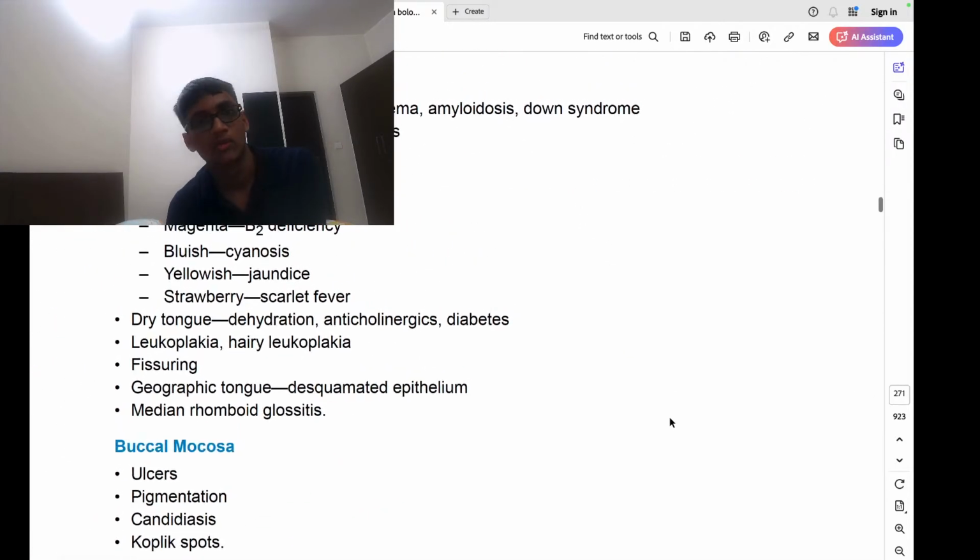Tongue, you can have macroglossia: acromegaly, myxedema, amyloidosis, Down syndrome. Coated tongue is typhoid, candidiasis. Color of tongue, if it is pale, it is anemia. If it is beefy red, it is B12 deficiency. Magenta is B2 deficiency. Bluish is cyanosis, yellowish is jaundice, strawberry is scarlet fever.